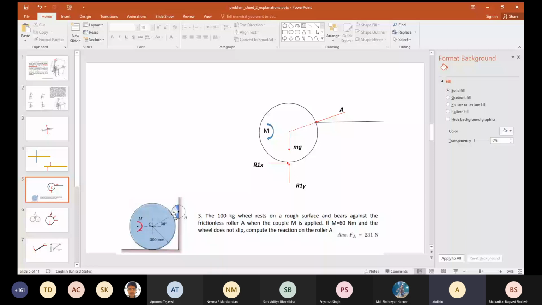So let us draw the free body diagram. I have put the free body diagram here. This boundary of the wheel is drawn. At the bottom point, it is a rough surface, so I have put R1x, R1y, the weight mg passing through the center, and normal A. Normal A is passing through this frictionless roller. And now we have to find the value of A. Is this free body diagram clear? Does everybody know what to do next?